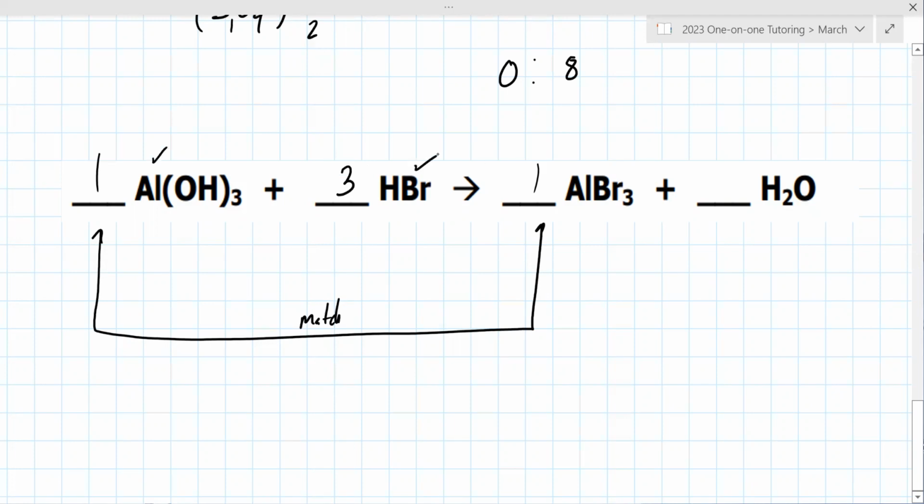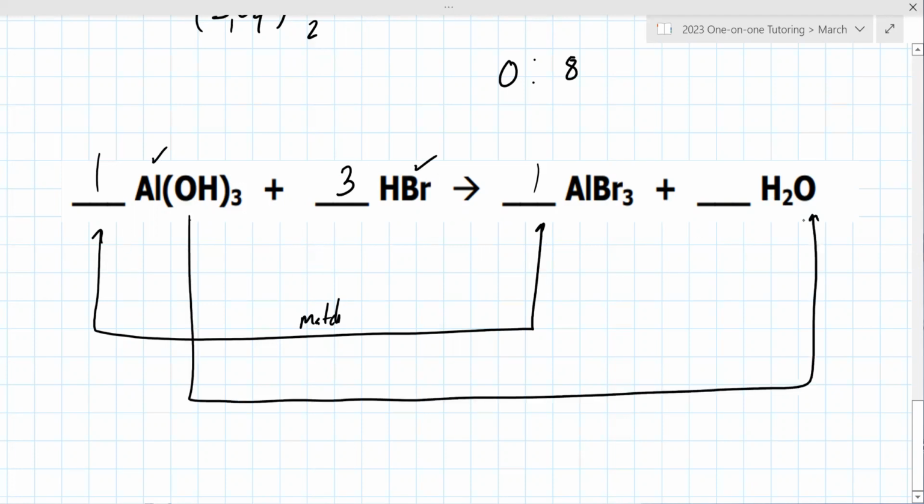Now I would go probably to H, since H only appears here. Well, I'm sorry, H appears in two places in here. So we could go to O because O only appears here. How many O's do you have on the left? There's 3. Okay, and on the right, 1. So I need a 3 in front of the O there. Now everything except for H has been balanced.